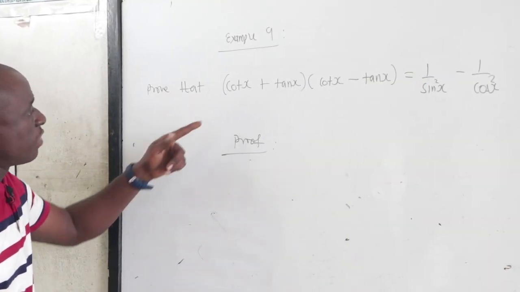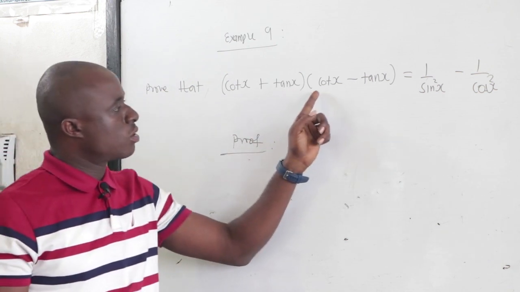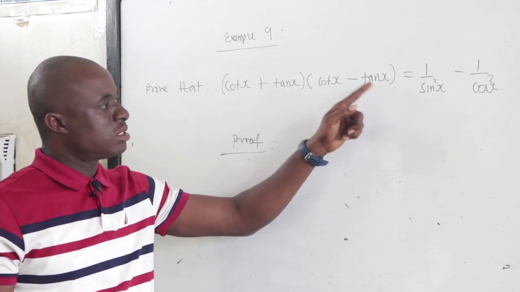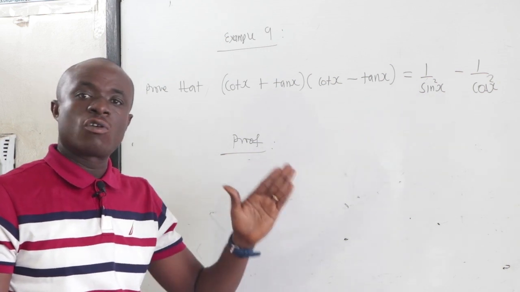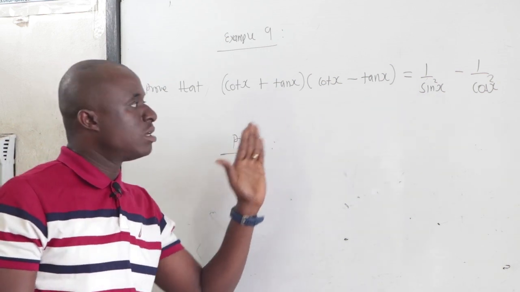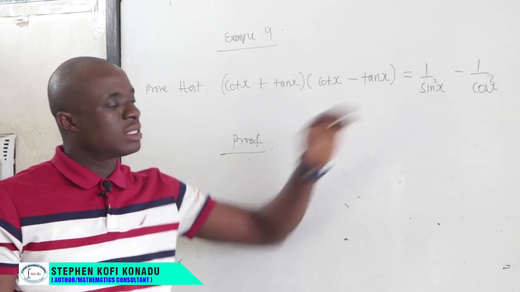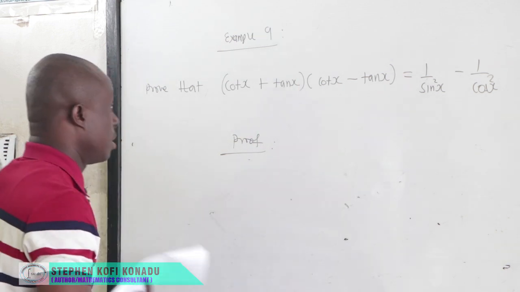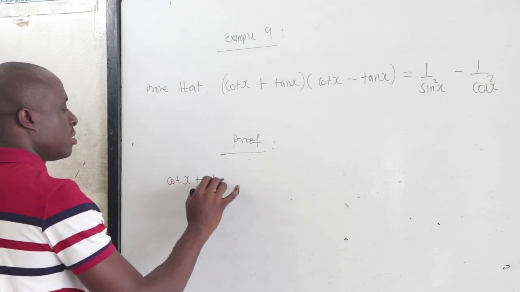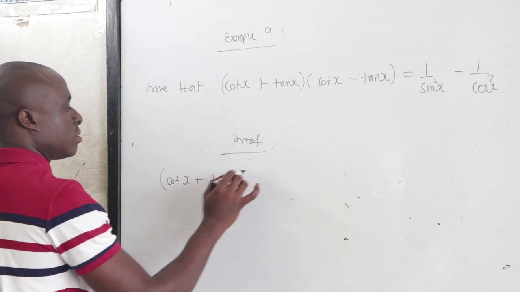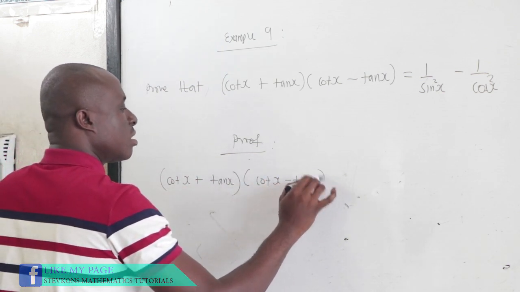Now let's say this example. We are being told to prove that (cot x plus tan x)(cot x minus tan x) is equal to 1 over sine square x minus 1 over cos square x. Clearly the complicated part is the left hand side. So we can start from the left hand side so that we can get the right hand side. Now let's see, we have cot x plus tan x, cot x minus tan x.